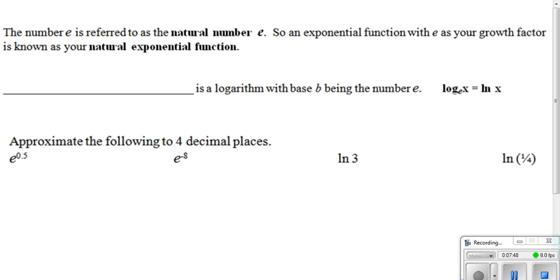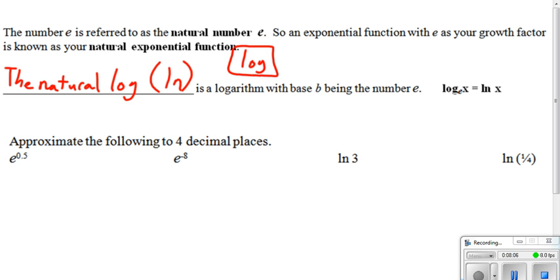So we could say then as well that the natural log, which you'll also see as a button on your calculator, ln instead of log. So there's log, which would be log base 10, and there's the button ln, which, as you can see over here, is the same as saying log base e. So the natural log is a logarithm with base being the number e.